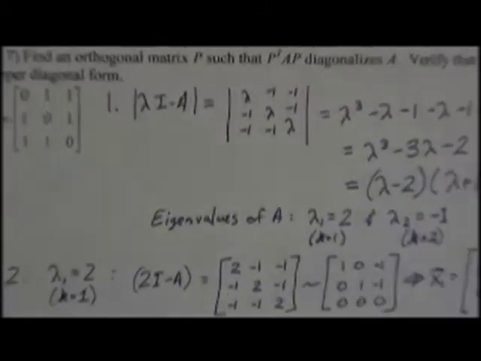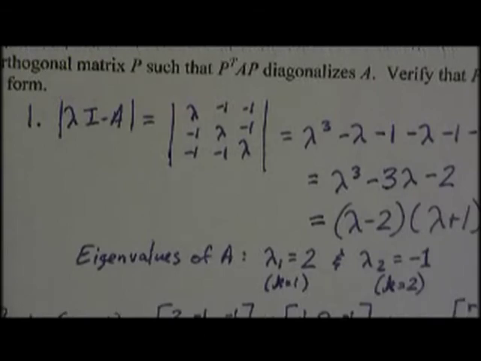Okay, example 7 is very similar to example 6. We still want to find an orthogonal matrix P such that P transpose AP diagonalizes A, and then I'm going to verify that P transpose AP gives the proper diagonal form. So I started this already. We're basically starting the exact same way we did the previous problem.